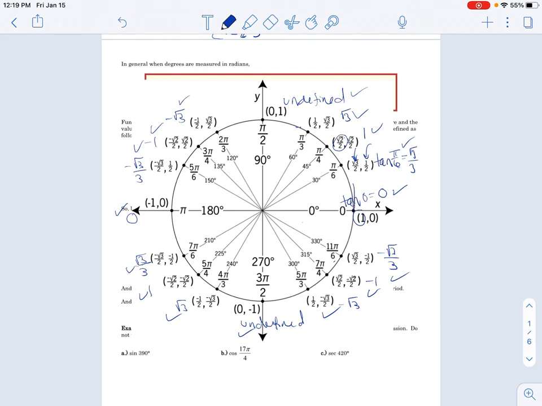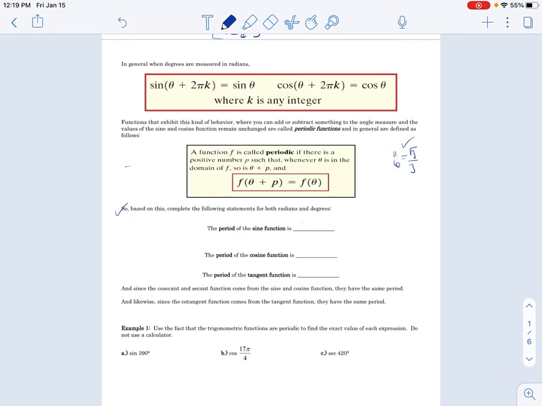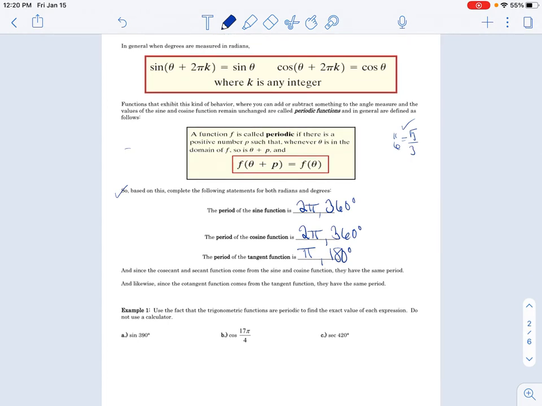So really, my period for tangent is just pi. We don't have to go around the whole circle to get it. So this is going to be 2 pi or 360. For cosine, it's also 2 pi. And then for tangent, it's special. It's going to be pi. And so what this is saying is, if we add the period, it won't affect our answer because it just repeats itself.